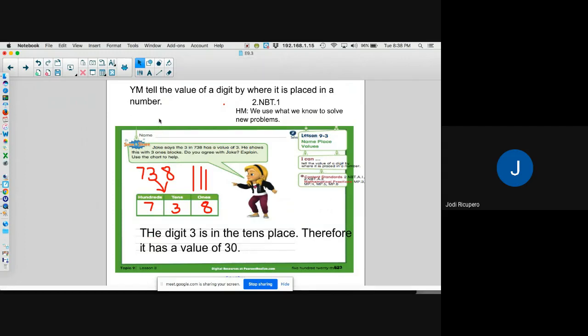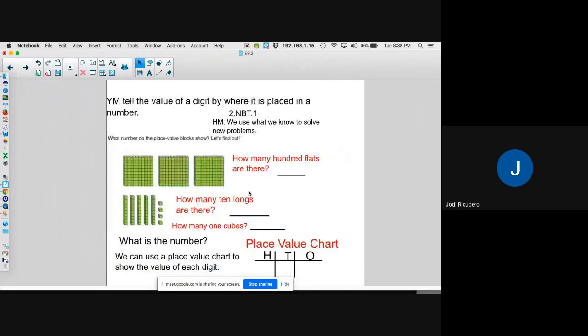Today we're going to continue to think about how a digit's value is based upon the place that it is located in. So let's look at another number. How many hundreds flats are there? 1, 2, 3. There are 3 hundreds flats. How many 10 longs are there? 1, 2, 3, 4, 5. How many cubes are there? 1, 2, 3, 4.